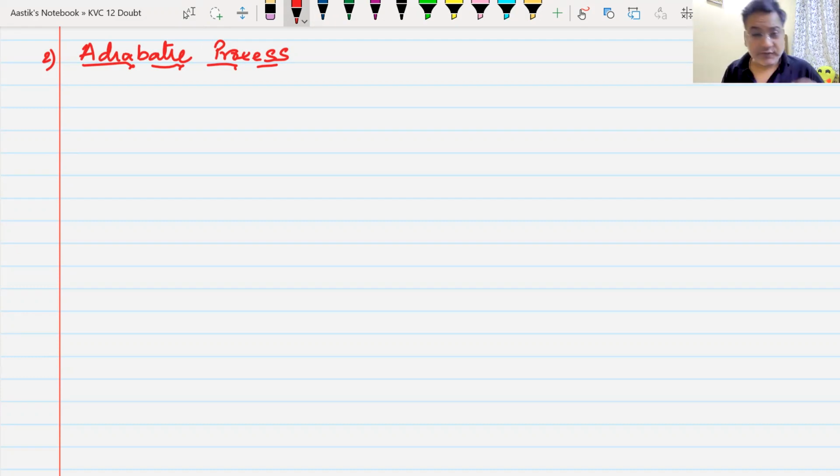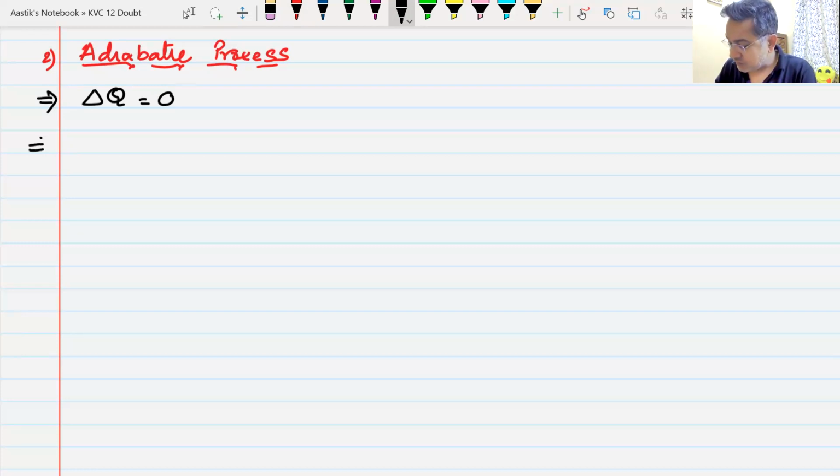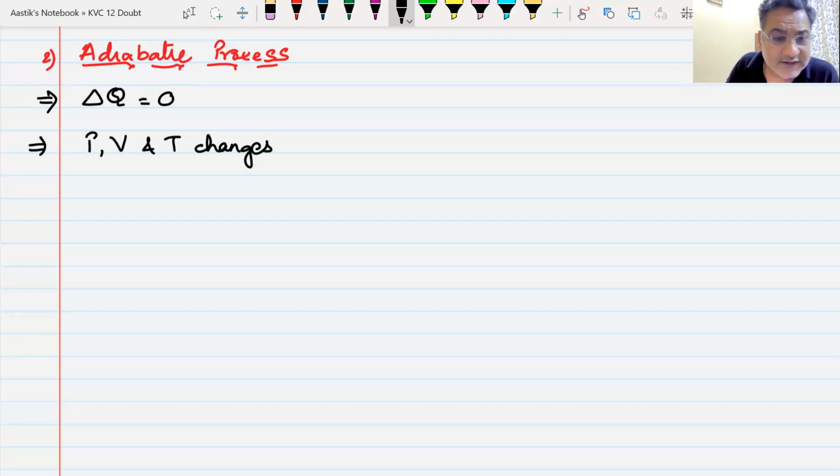What is special in this process? Delta Q is 0. In the isothermal process, the change in temperature was 0. Here delta Q is 0. Here all the 3 things change: pressure, volume and temperature of the gas.